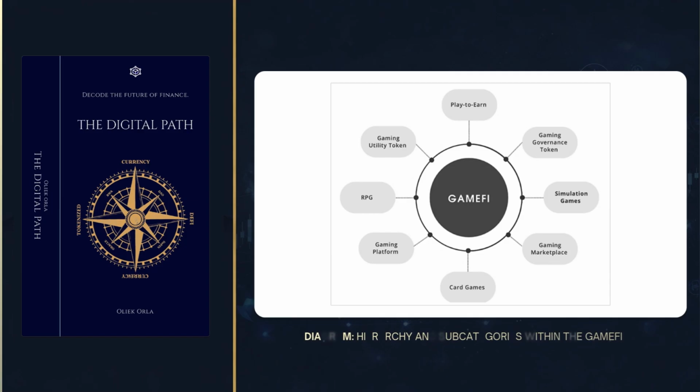Simulation games. Simulation games replicate economic, social, or environmental systems. Players build cities, farms, or entire virtual worlds, owning every element via blockchain. These are simulations where ownership carries real value and can exist beyond a single game. Leading projects include My Neighbor Alice and Wilder World.